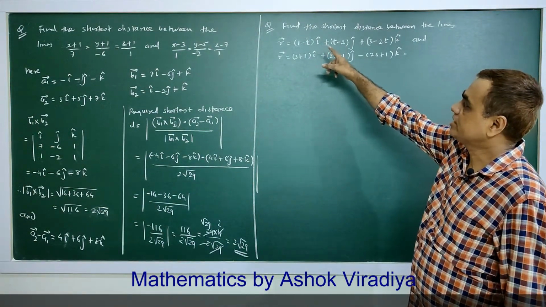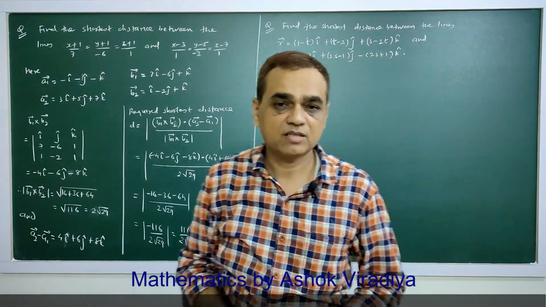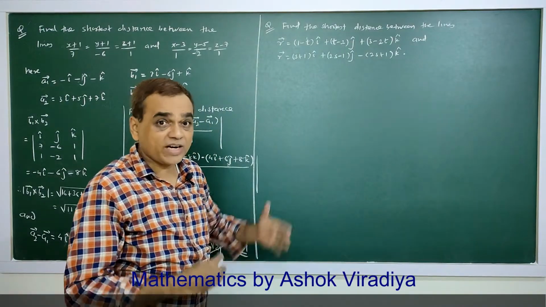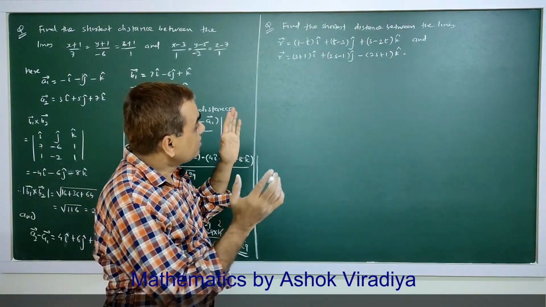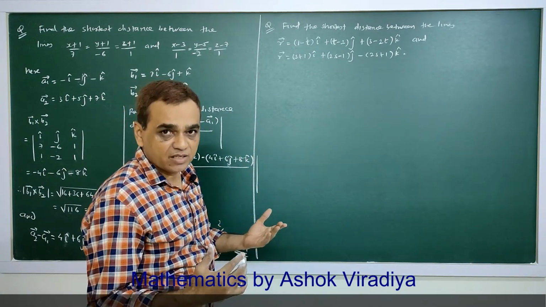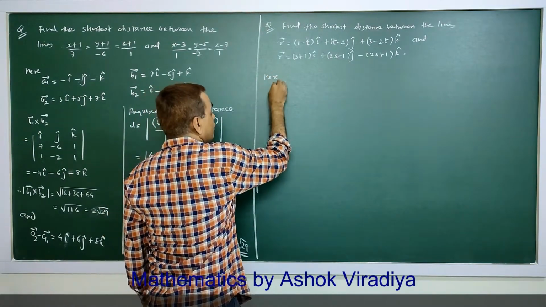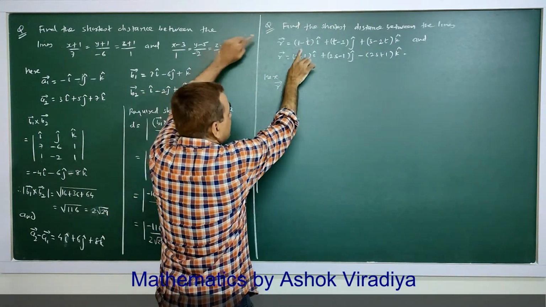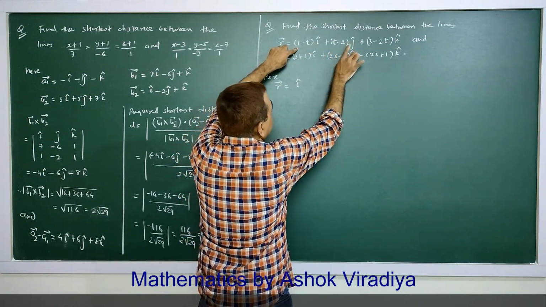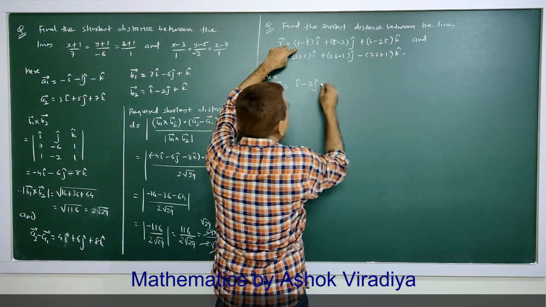Now in this question, find the shortest distance between these two lines. Here the equations are already in vector form. But in this form we can't see what is vector A and what is vector B. So let me convert this into simple vector form. So here vector R is 1i minus 2j plus 3k.